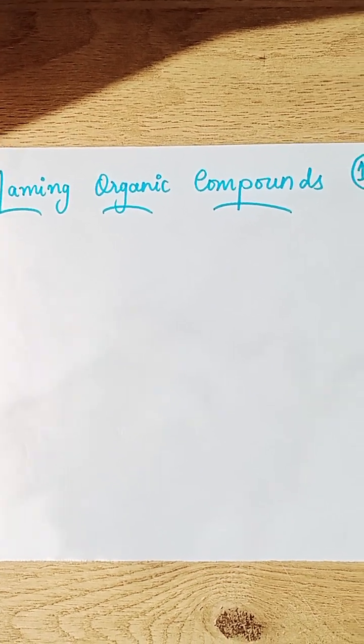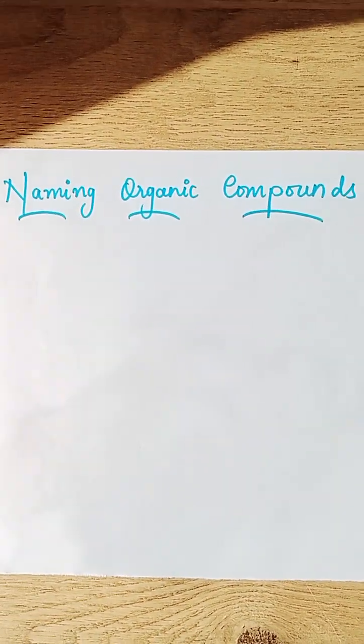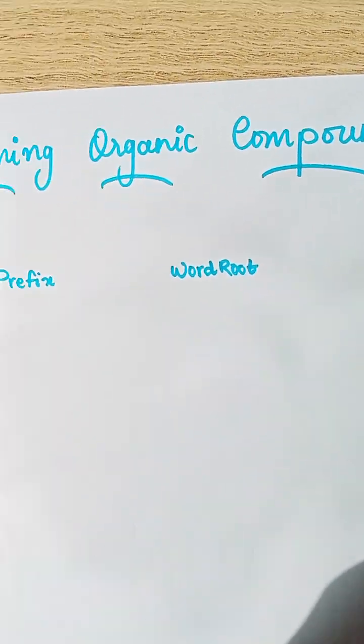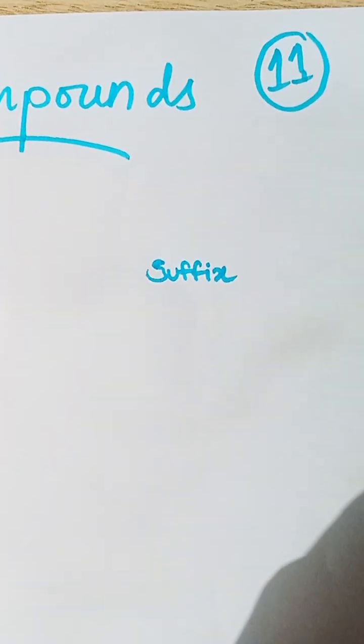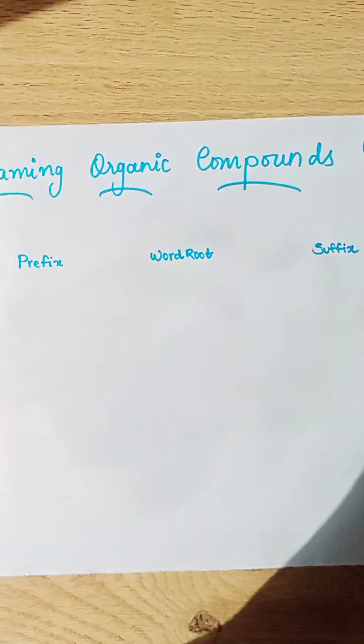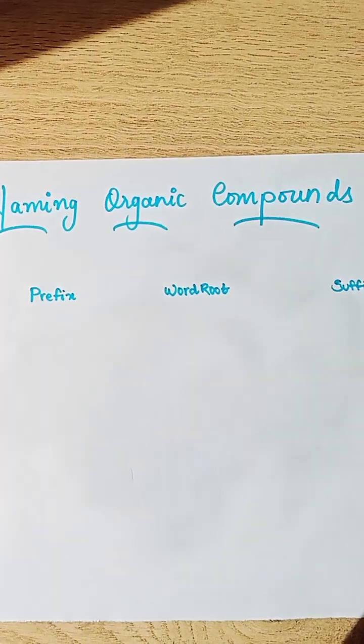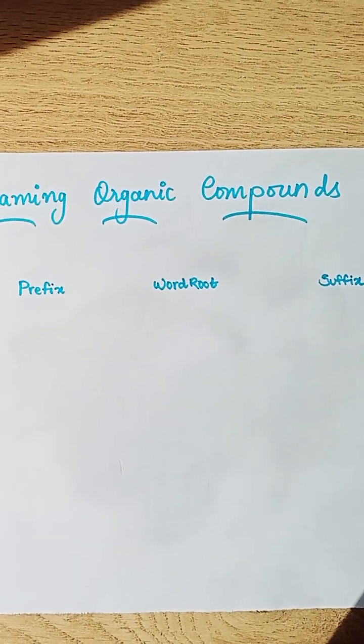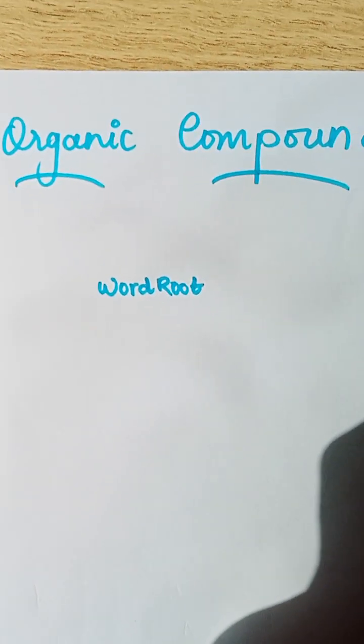Naming organic compounds in grade 11 using tricks. The first thing that you need to keep in mind is that a name will have a prefix, a word root, and a suffix. These three components should be compulsory when you name any compound. Firstly, let's start with the word roots.